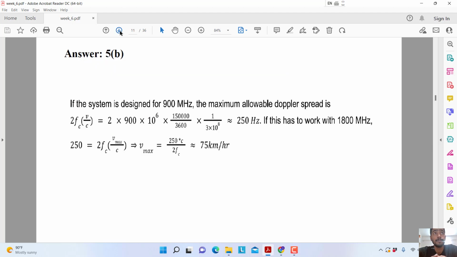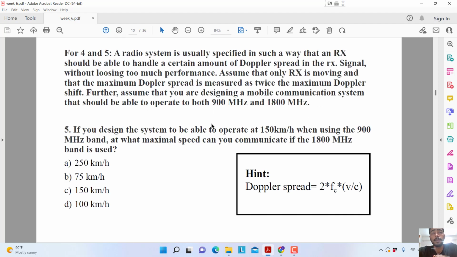Okay, if the system is designed for 900 megahertz, the maximal allowable Doppler speed is given. FC, you know. From there you can get your FC. Sorry, here the Doppler spread is given for 900 megahertz and speed is 150 kilometers per hour. From there you can calculate FC, and after that you can calculate the maximal speed for the 1800 megahertz band.